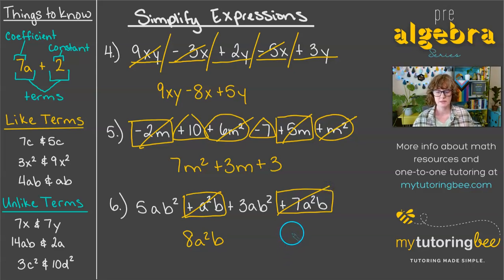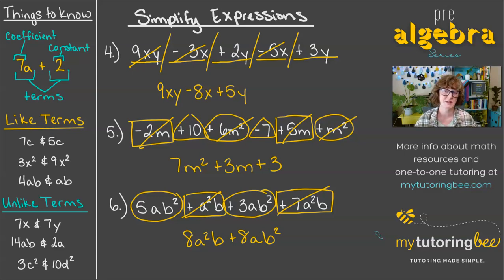And then my last two terms are the same terms. They are like terms. We've got a singular a and b squared, and then a, b squared. So I'm going to go ahead and put those two together. They're both positive, so 5 plus 3 gives me 8. And we've got ab squared. Okay, there you go. That is how to simplify some expressions.